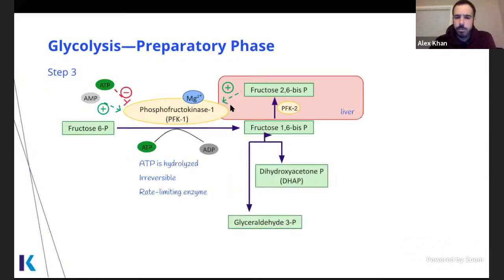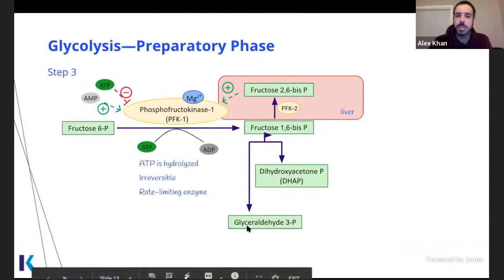All right, cool. So we talked about phosphofructokinase. It's irreversible, the rate limiting step. It creates fructose 1,6-bisphosphate. And then this molecule, which is still a 6-carbon molecule, is going to get broken down into a 3-carbon molecule called glyceraldehyde 3-phosphate, and another molecule called dihydroxyacetone phosphate, or DHAP for short.